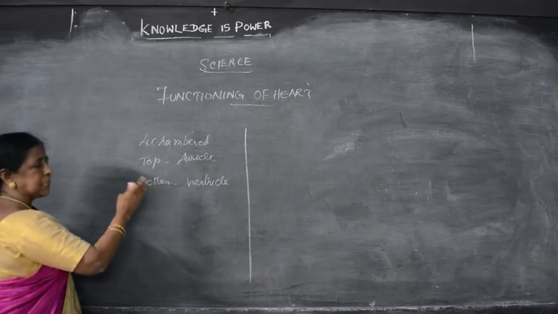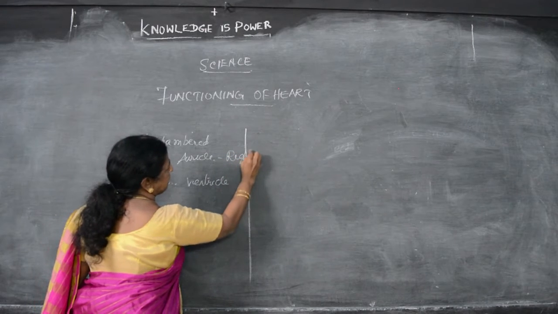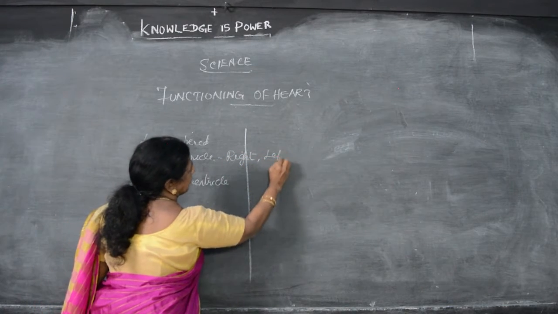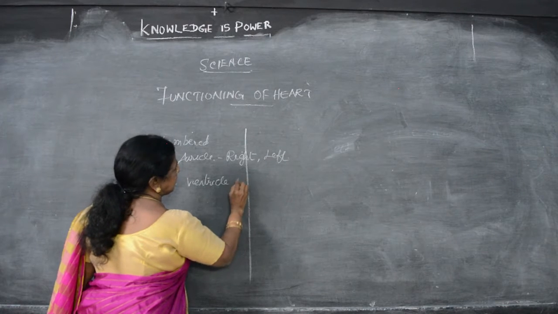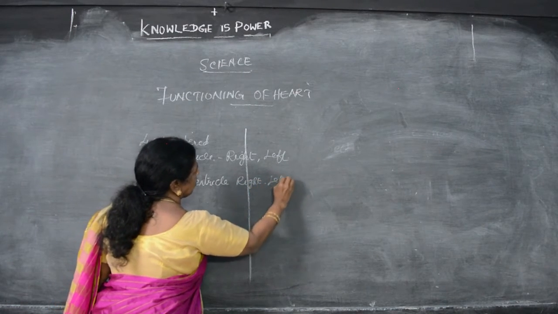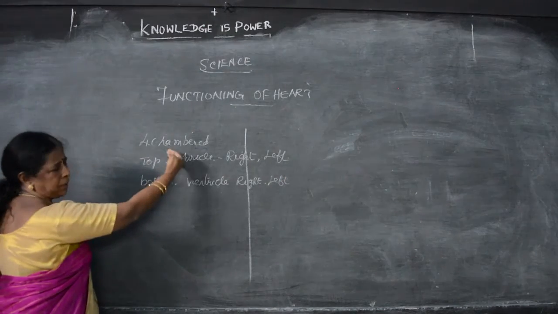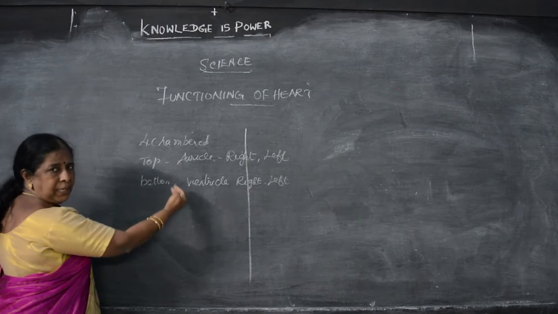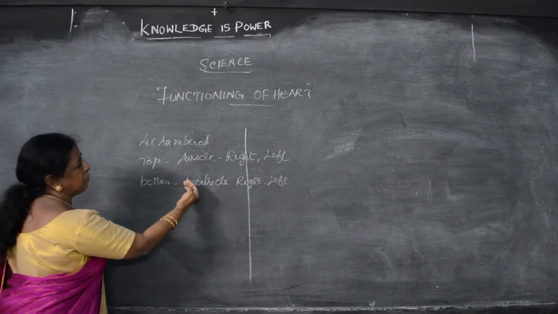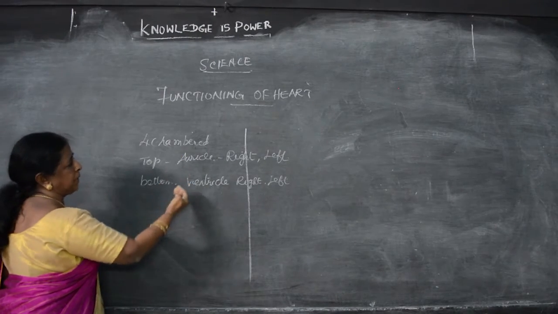Both the auricles, that is right auricle and left auricle. The same like right ventricle and left ventricle. Then blood flows from auricle to ventricle. That is impure blood, deoxygenated blood. It flows from the ventricle to the auricle. From the auricle it goes to the heart and is purified.